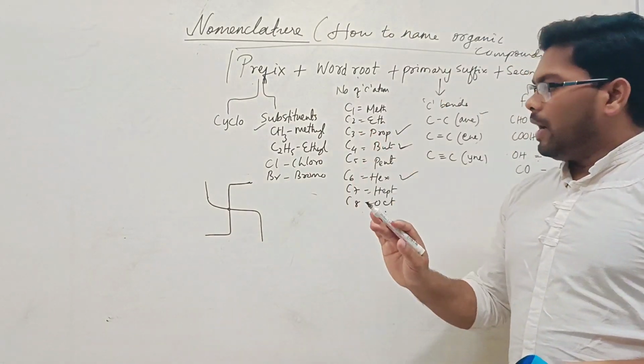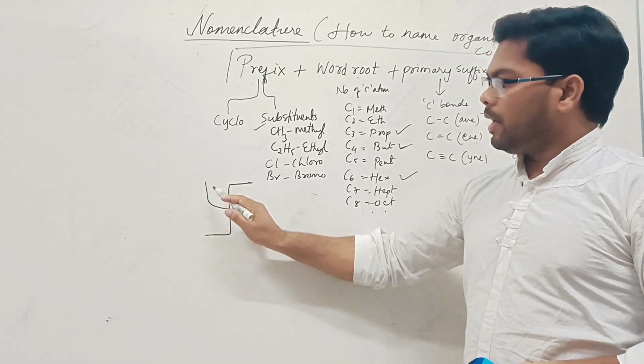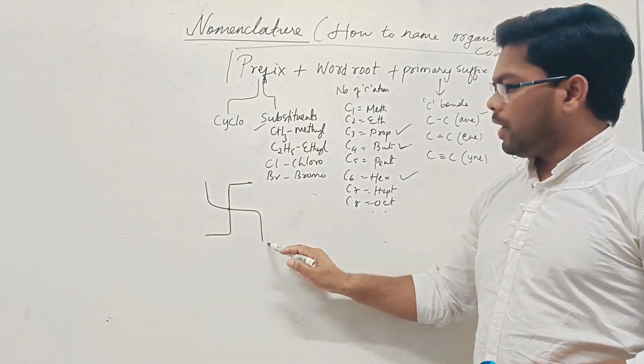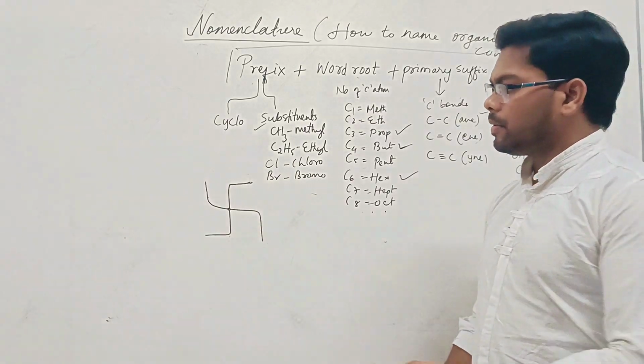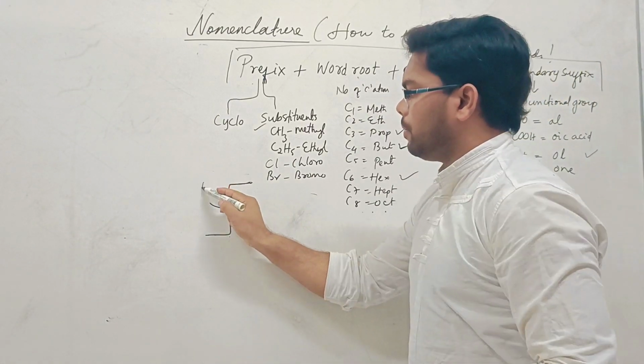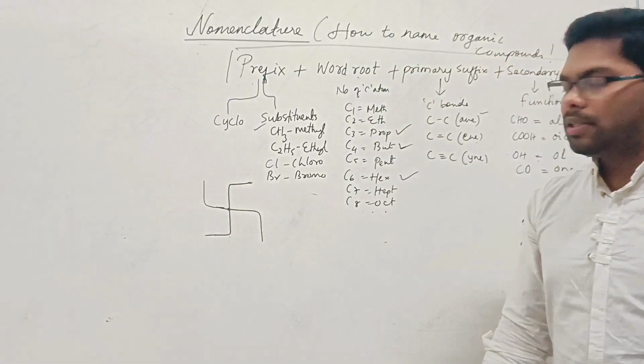Okay, firstly you have to find the longest carbon chain. If you go this way, this will be the first carbon. 1, 2, 3, 4, 5. If you go this way also, 1, 2, 3, 4, 5. Here, let me redraw the diagram so that you will not get confused. Alright, now it is clear.